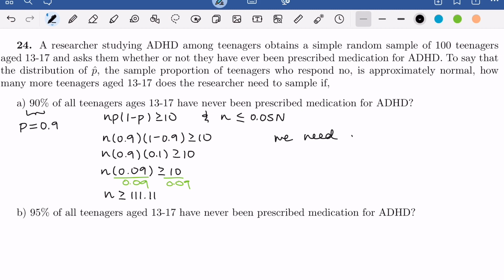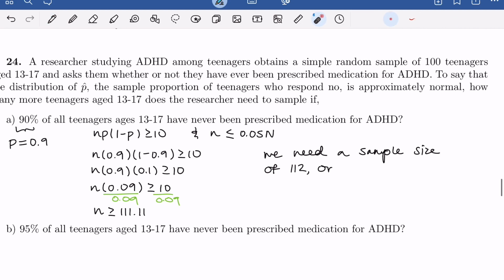So we need a sample size of 112, and remember in our problem here, a researcher studying ADHD among teenagers obtains a simple random sample of 100 teenagers. So we already have that. In other words, we just need 12 more teenagers.